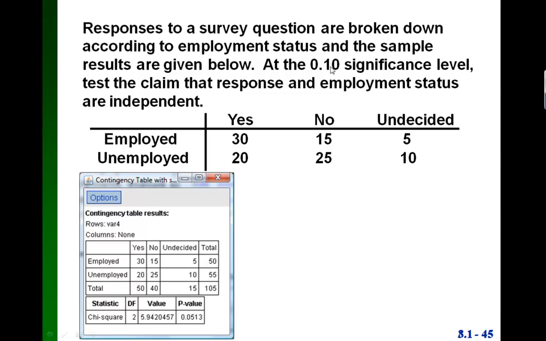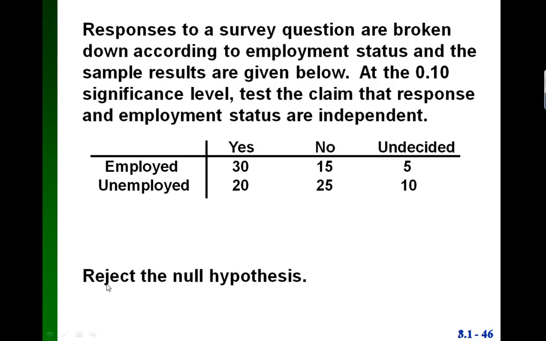If we're testing at the 0.10 significance level, then our p-value is smaller than alpha, and that means our conclusion would be to reject the null hypothesis. And that means we have enough evidence to say that the employment status and the answers to the survey question are related, that they're not independent.